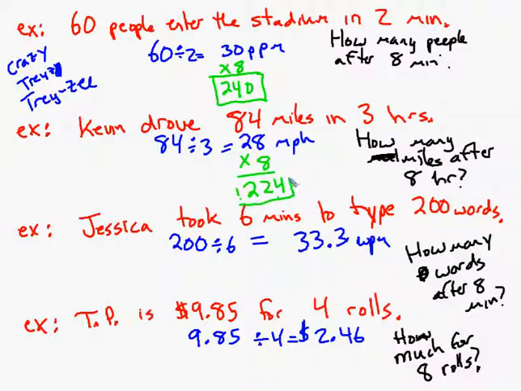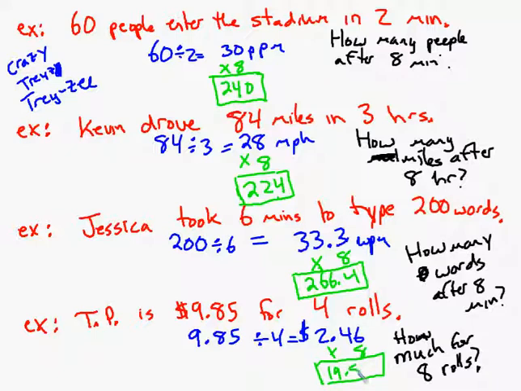Oh, my computer's being a bonobo. I need a new laptop. Alright, then what do we do here? Times what? Eight. Times 8. What do we get? 266.4. Okay. And the last one. What do we multiply that by? 8. And what do we get? 19.68. Or you could just do 9.85 times 2. Yeah, I could just double that. That's true. Okay, anyways. Going on.